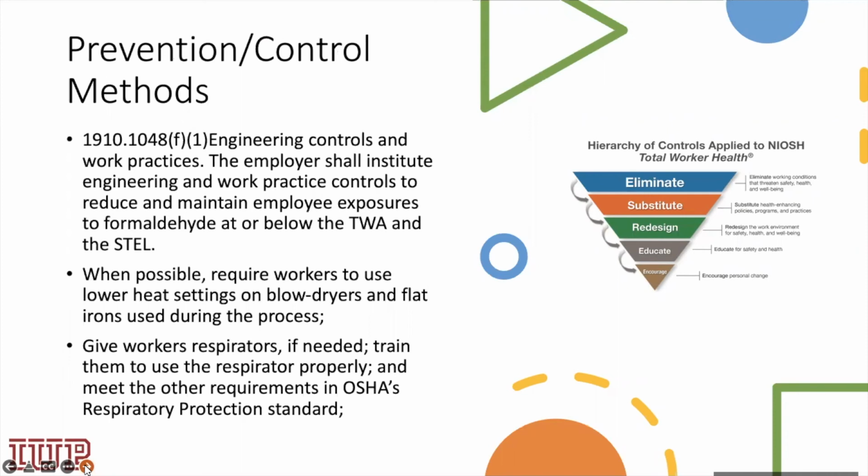So according to standard 1910.1048, engineering controls and work practices, the employer should institute engineering and workplace controls to reduce and maintain employee exposures to formaldehyde at or below the time-weighted average or short-term exposure limit. Another way to prevent or control is to possibly require workers to use lower heat settings on blow dryers and flat irons used during this process. Another control method is to give workers respirators if needed, train them on how to use the respirators properly, and meet the other requirements in the OSHA respirator protection standard.